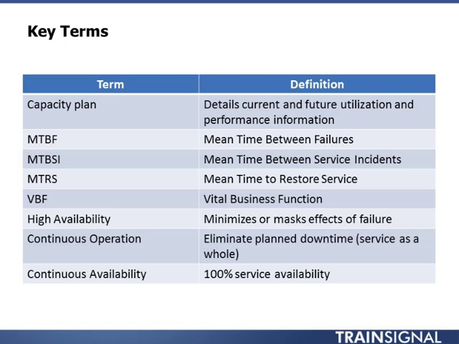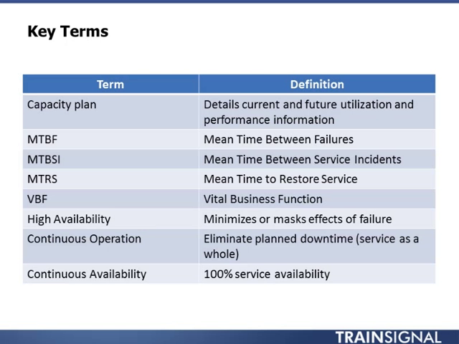We discussed the idea of vital business functions and the importance of understanding what business functions are vital to the organization's success and which ones are less vital. We talked about high availability or resiliency of design to minimize the impacts of component level failures. The idea of continuous operations is to drive availability to near 100%. And continuous availability is that theoretical 100% service availability.